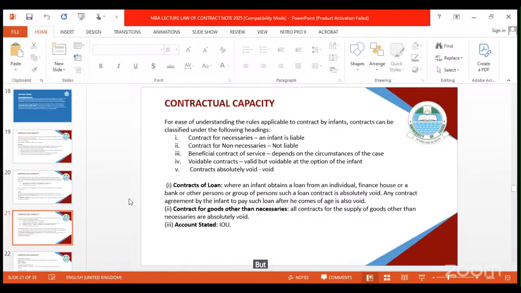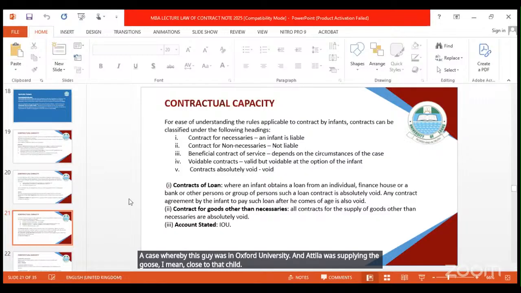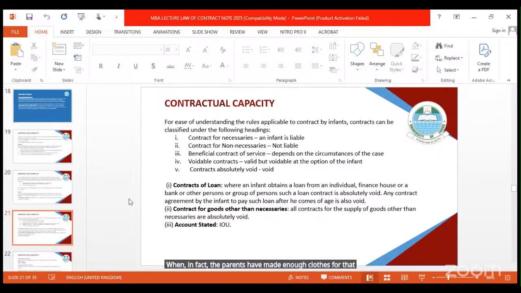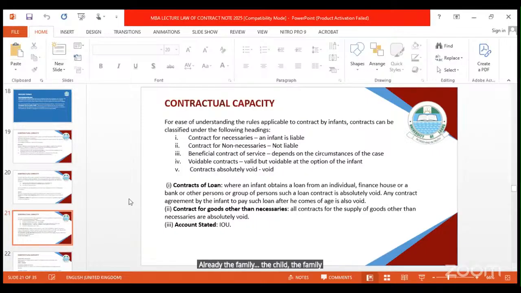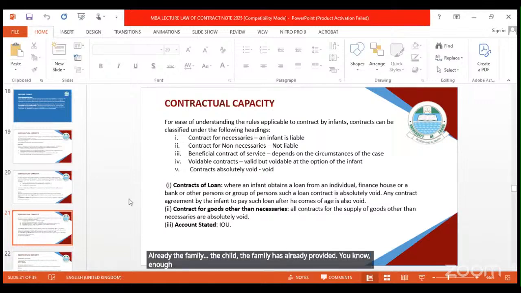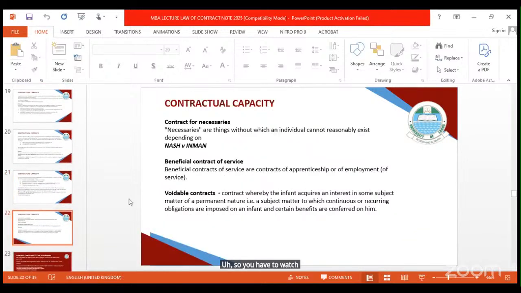But it can be necessary to buy even the clothes that we wear. Take a case where a student was at Oxford University and a tailor was supplying clothes to that child, when in fact the parents had already provided enough clothes for that child. That is not binding, because the family has already provided enough for that child. So you have to watch out for all of those things. As I said before, contracts of necessaries are things without which an individual cannot exist; they depend on it.